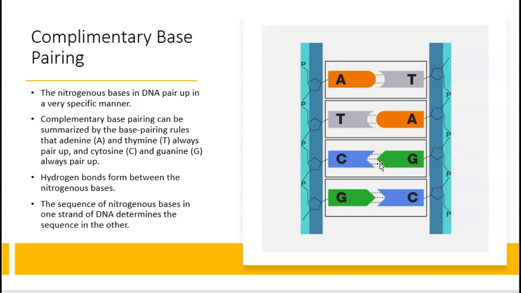I always have to have my memory trick, and for this one, it is A and T have the straight sides, right? They're straight letters. C and G are curved. So the straight letters pair and the curved letters pair.